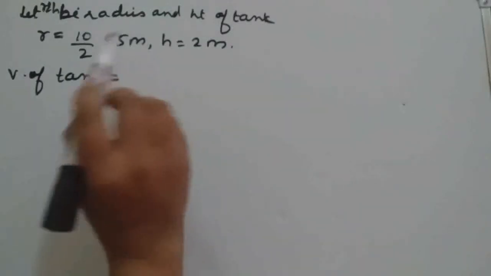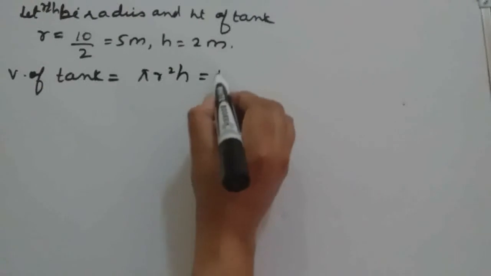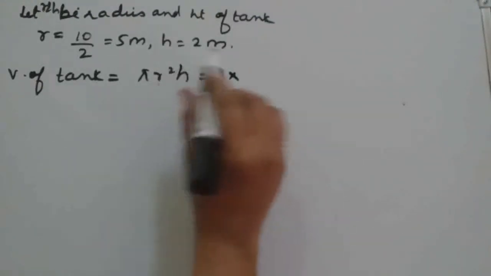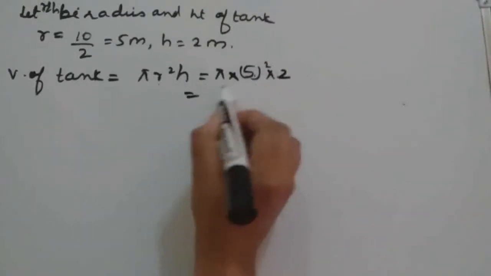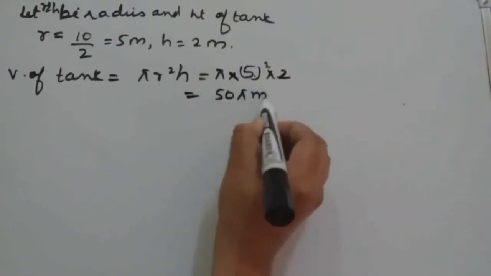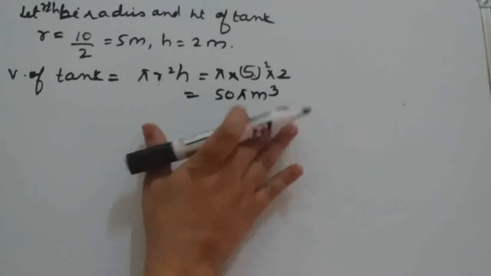Now volume of tank. It is cylindrical in shape, so pi r square h. We should not keep the pi value now. R is 5, square, and 2. So 50 pi meter cube is the volume of the tank, meaning this much volume of water it can occupy.